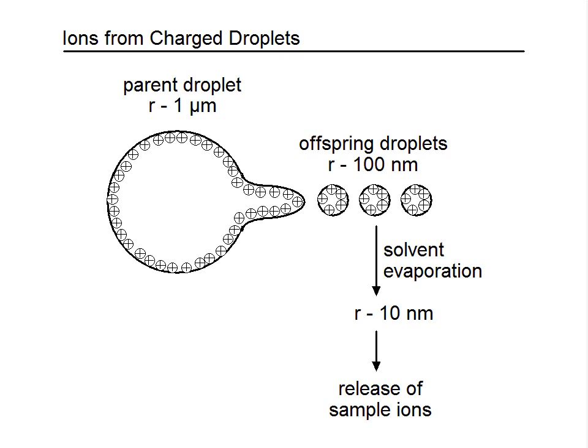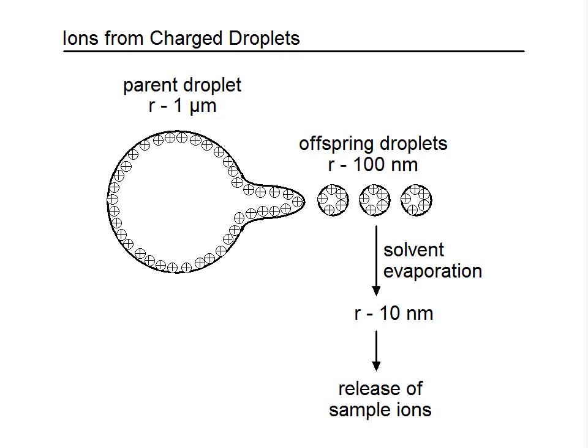So the positive charges are squeezed together. At some point, the repulsion between these positive charges is so strong that they essentially explode the droplet. This is called the so-called Rayleigh limit, a limit where the repulsion between the ions exceeds the surface tension of the droplet. So you end up with many offspring droplets, in this case of about 100 nanometer radius.